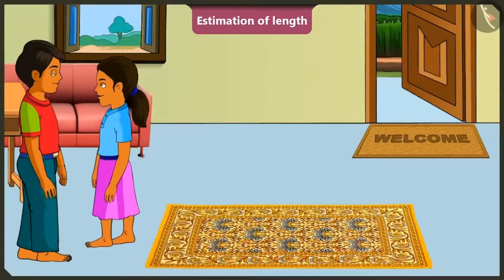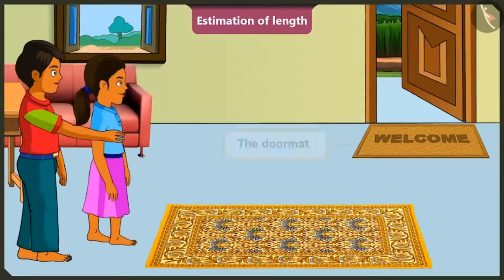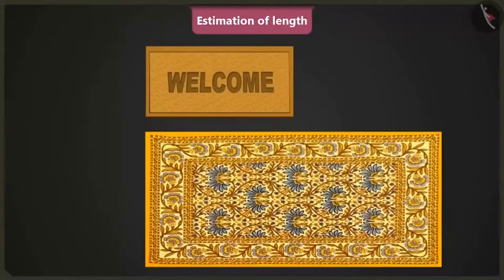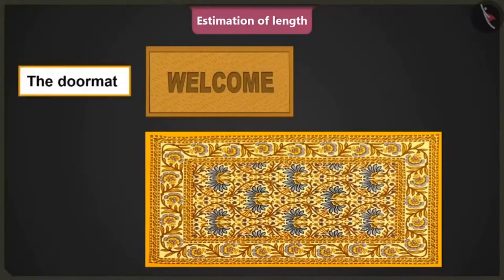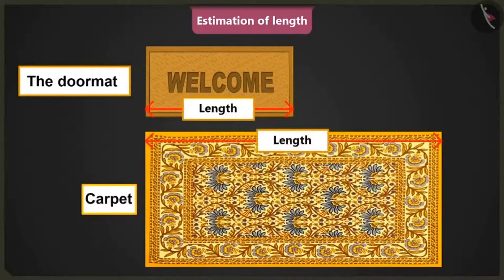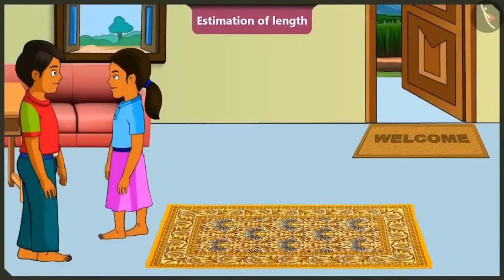Okay, Mintu, now tell me, what will be the length of the doormat that is placed there? If the length of the doormat placed near the door is half that of this carpet, then the approximate length of the mat should be equal to 5 foot span. Rightly said, Mintu.